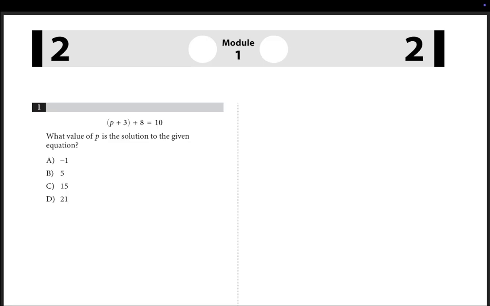Today, we're in SAT Practice Test 6, Module 1. Here we have question number 1. It states, what value of P is the solution to the given equation? So we're going to write out this equation.